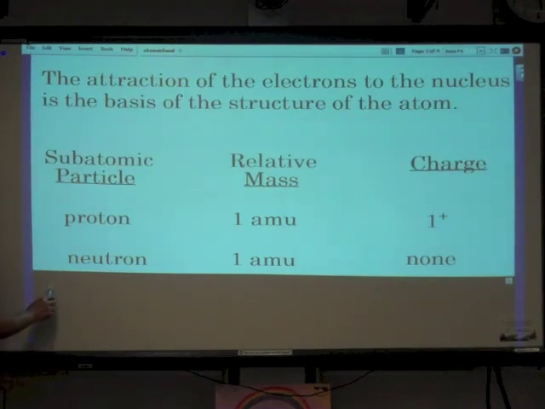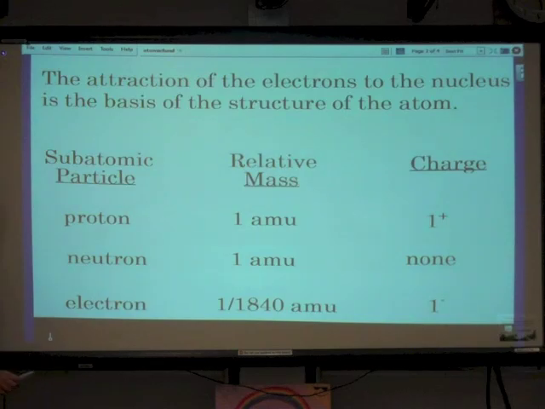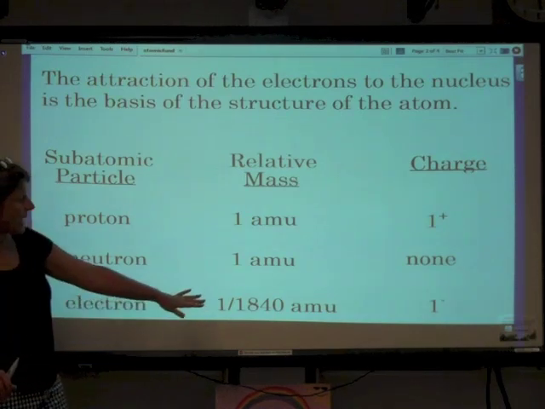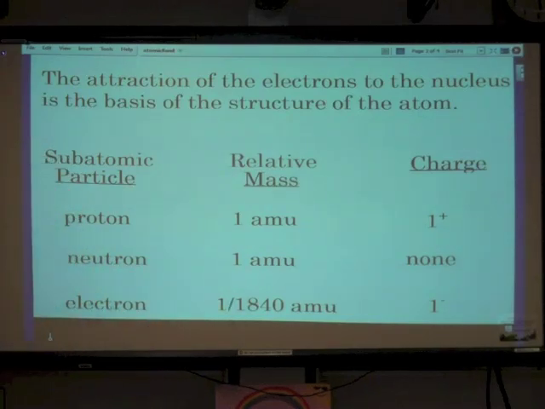And then last but not least, we have the mighty electron. The mighty electron has only 1/1840th the mass of a proton or neutron. But look at the magnitude of charge. It is opposite, but it is equal to the magnitude of charge of a proton. So even though its mass is so small, its quantity of charge is the same.